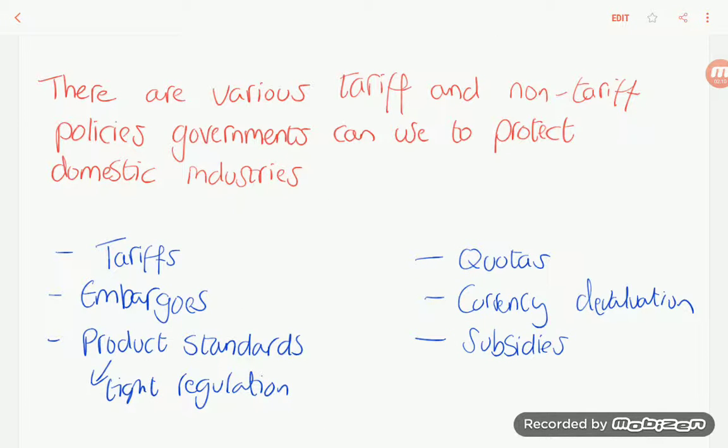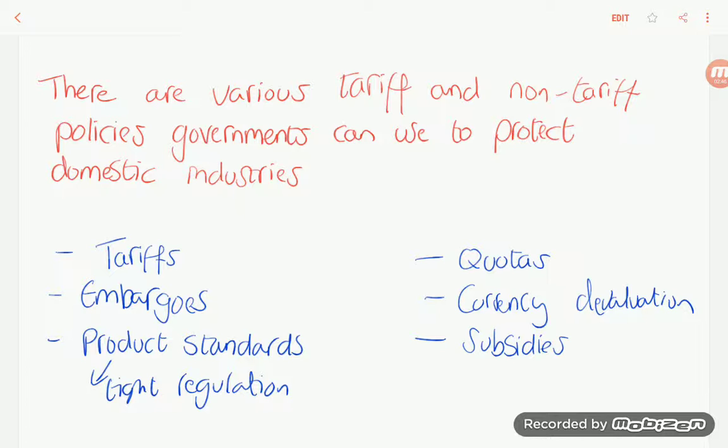There are various tariff and non-tariff policies governments can use to protect domestic industries. Before we go any further, it's worth pointing out that non-tariff policies are just any barriers which don't involve actual tariffs. Tariffs can be imposed in the form of a tax on selected imports. This makes imports more expensive, which helps domestic manufacturers to compete and raises tax revenue for the government.